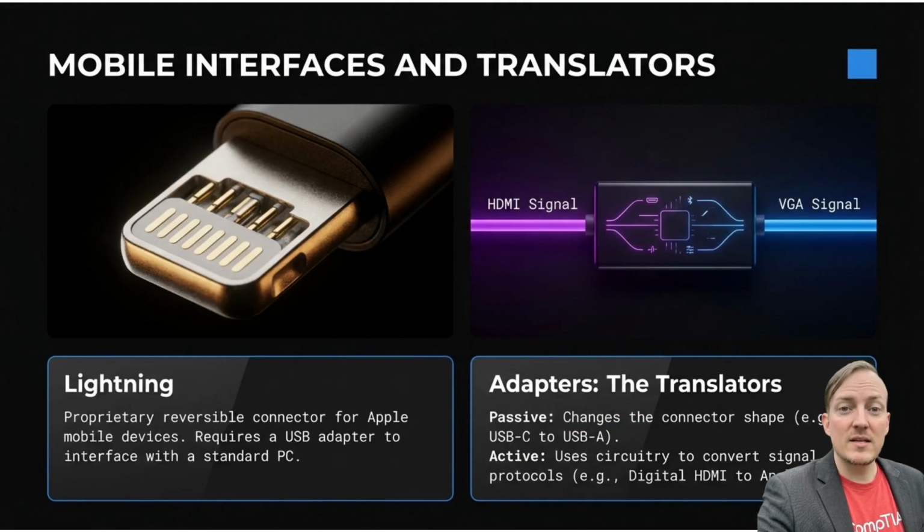In the mobile space, you'll encounter Apple's Lightning connector. This is a proprietary, reversible connector for Apple devices that requires an adapter to interface with a standard PC's USB port. Speaking of adapters, you need to know the difference between passive and active translators. A passive adapter merely changes the physical shape of the connector, like turning a USB-C plug into a USB-A plug. An active adapter, however, has internal circuitry required to actually convert signal protocols, like translating a modern digital HDMI signal into an old analog VGA signal.